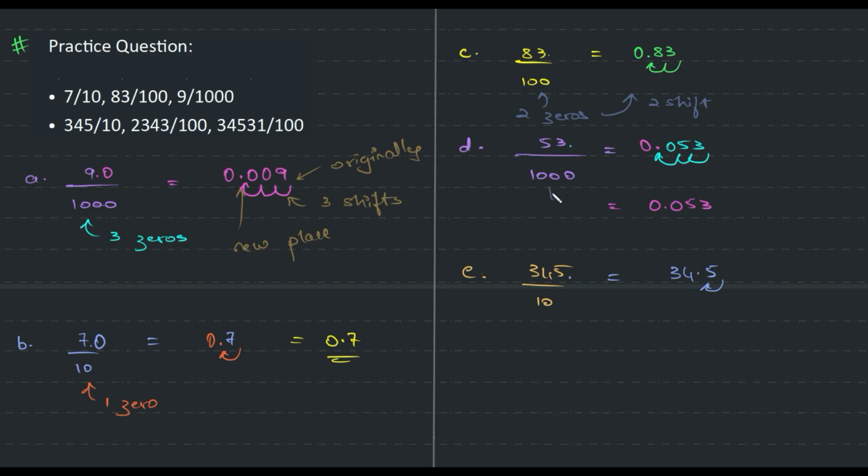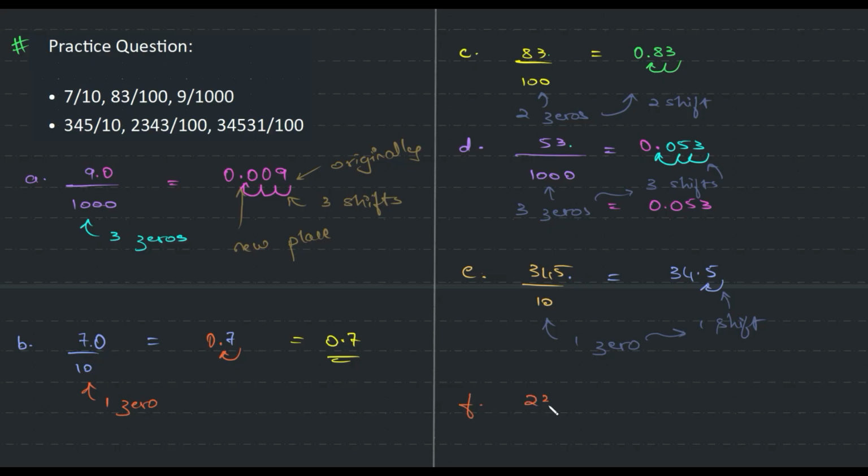This is 3 zeros. And so 3 shifts. This is 1 zero. And so 1 shift. And so on and so forth. Right? Okay.